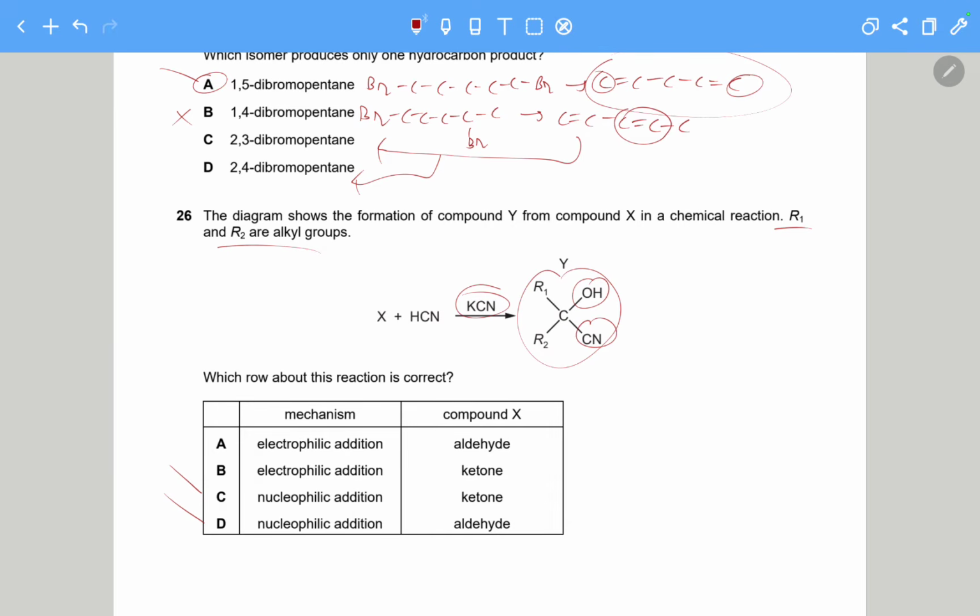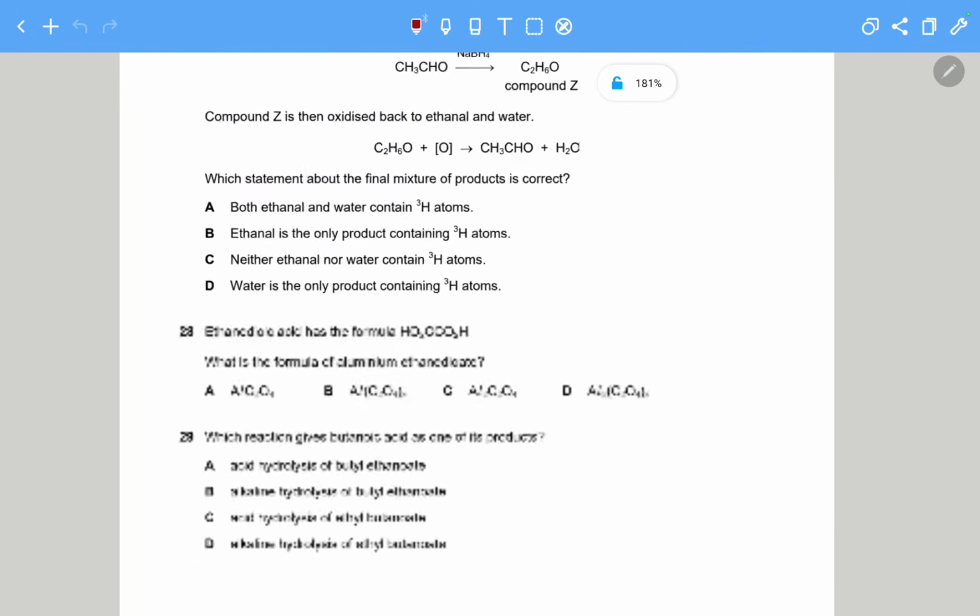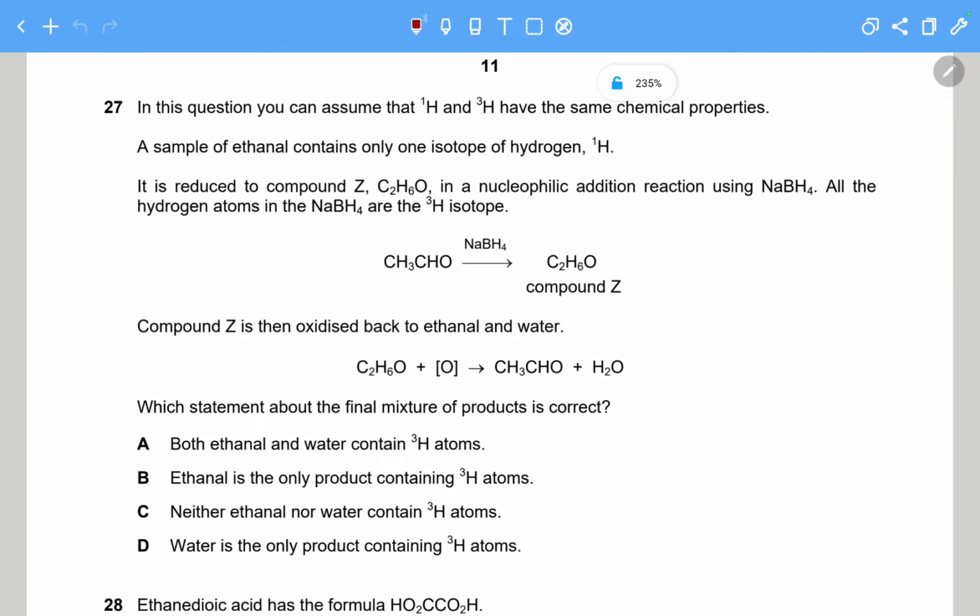And then because R1 and R2 are both alkyl groups, X has to be a ketone and not an aldehyde, because in an aldehyde there is one hydrogen bonded to the carbonyl and one R group, but in a ketone there are two R groups bonded to the carbonyl. So it's C.